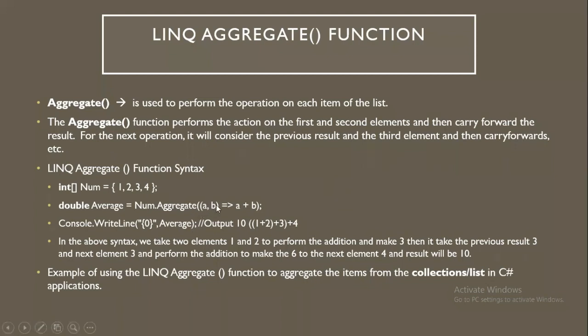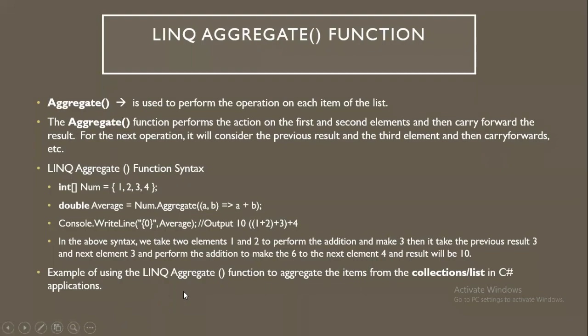So in aggregate, a and b, these two are the function's parameters, a plus b. So 1 and 2 will be added to make 3, and this value will be added with 3, so 3 plus 3 is 6, and 6 plus 4 is 10. But if you do a Console.WriteLine, the output will be 10. So in the above syntax, we have two elements, 1 and 2, to perform the addition and make it 3. Then it takes the previous result 3 and the next element 3, 3 plus 3 is 6, and performs the addition to make it 6. And 6 is added with 4 again to make the result 10.